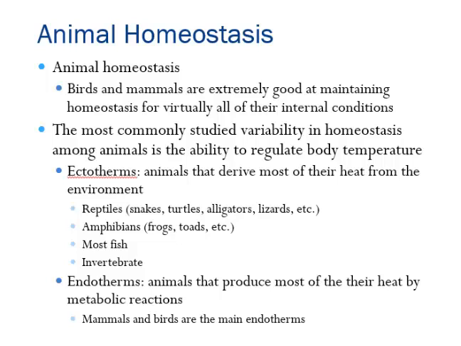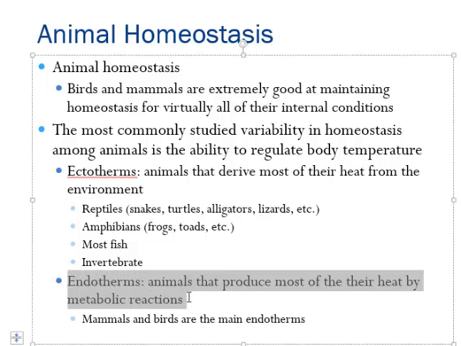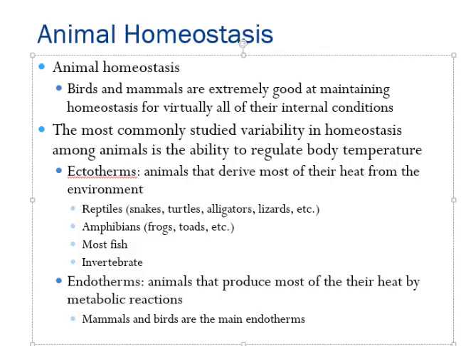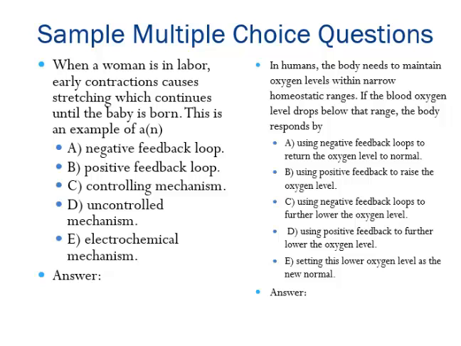On the other hand, mammals and birds, which are sometimes known as warm-blooded animals, are also called endotherms. They produce heat by their metabolic reactions inside in order to keep their blood temperature warm. 98.6 degrees is the optimal temperature for a human being, so of course our body does whatever it needs to do to make sure that even on a cold day, our body is able to maintain a temperature of approximately 98.6 degrees. Now let's take a look at a couple of quick multiple choice questions.